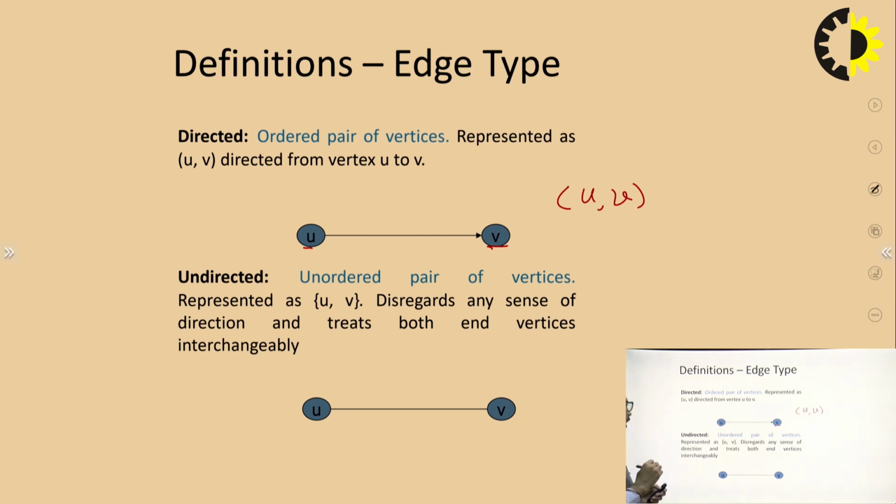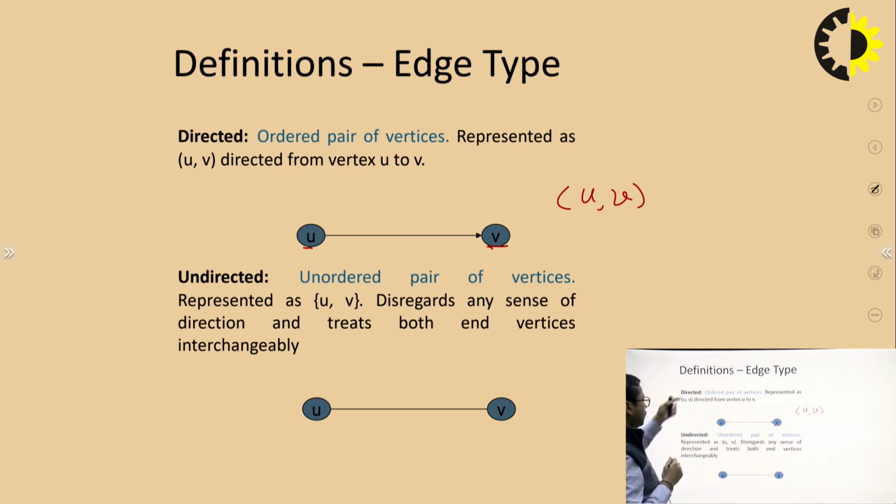What is an undirected graph? An undirected graph is an unordered pair of vertices represented as {u, v}, which disregards any sense of direction and treats both vertices interchangeably. That means there is no direction mentioned in the graph, but there is specifically a link between u and v, between the nodes, between the vertices.